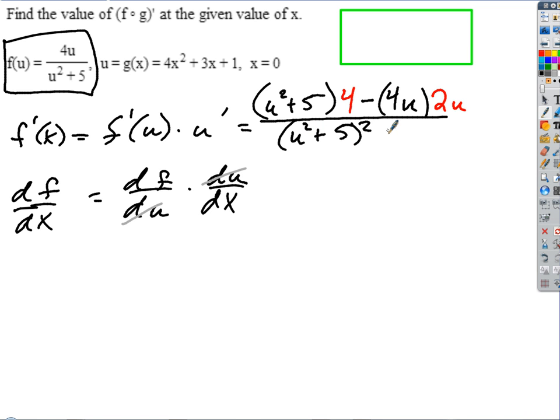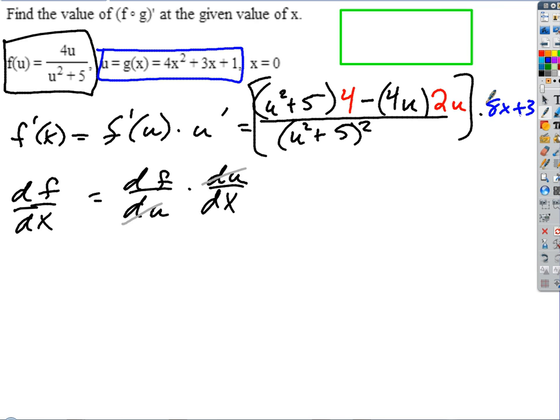Okay, good. So there's the first link in the chain, right? Times u prime. Well, there's u prime, right? So what is u prime? 8x plus 3. Did everybody see that? Yes. Okay.